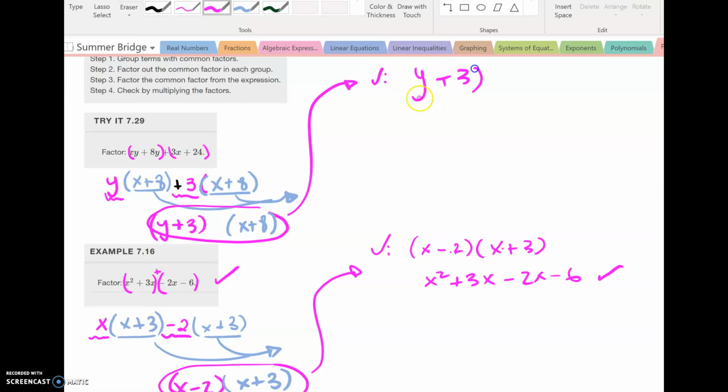Y plus 3 times x plus 8, and then y times x is yx, y times 8 is 8y, 3 times x is 3x, and 3 times 8 is 24, which is exactly what I was given to begin with.